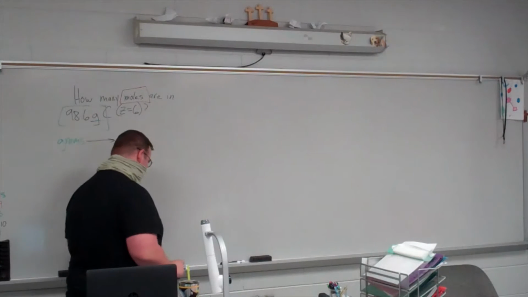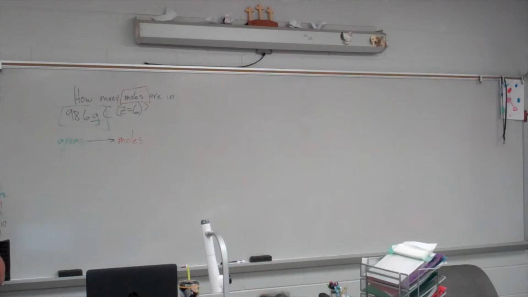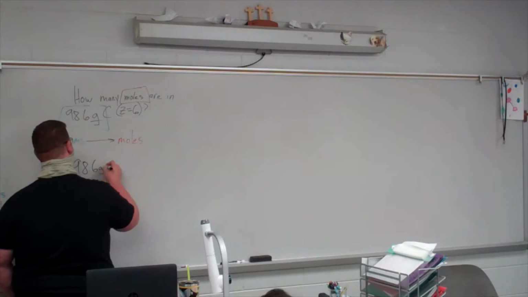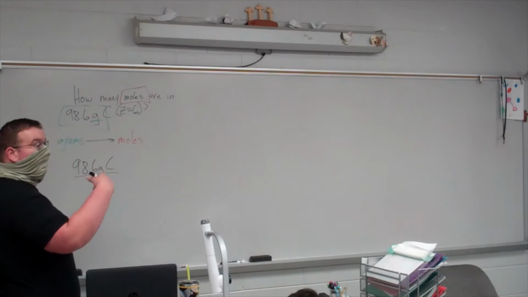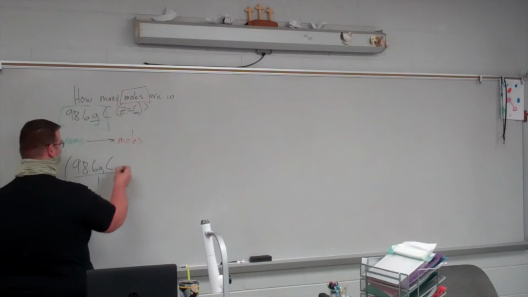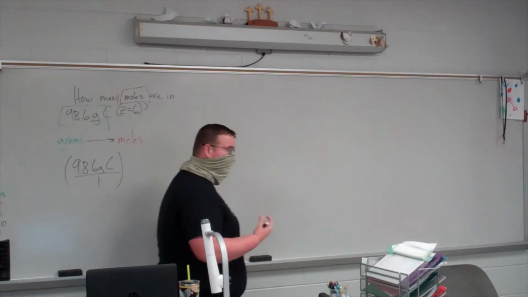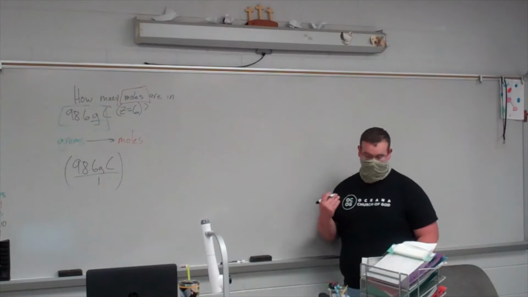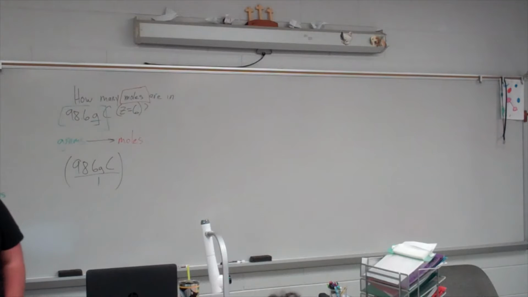So, let's start the problem. Once you formulate the plan, let's execute the plan. The first thing we do is take the number and write it down, 98.6 grams carbon. Set it over 1. Now from here is where the conversions are going to come in. So we have to set up a conversion factor. This is how we're going to convert things. We're going from mass to moles. You can look on your mole map if you want to.